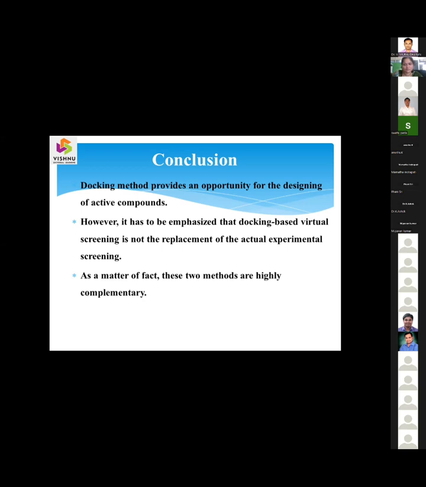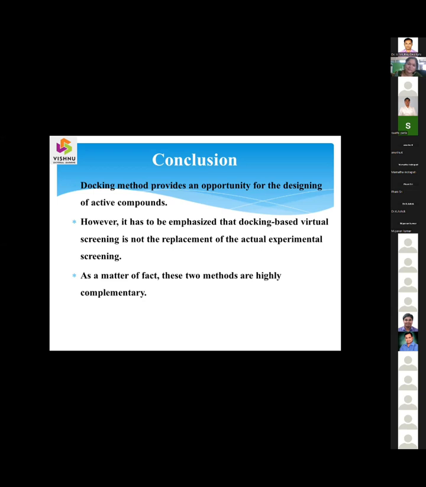By using all of these, we just have to generate the complex of the AutoDock. By taking this complex and loading it into these different softwares, we can get the 2D and 3D structures of that AutoDock score. Thank you, sir.